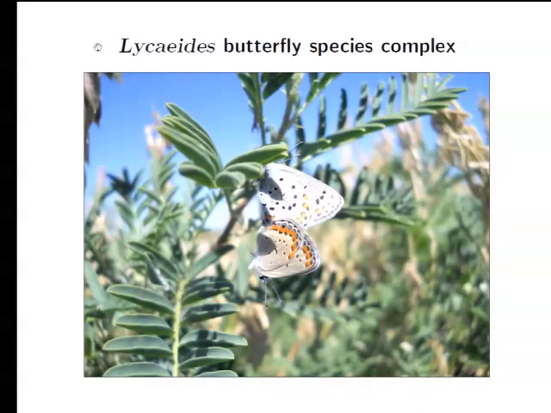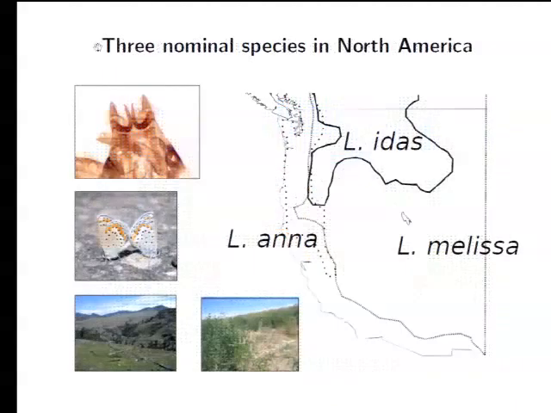To start, a little bit about these butterflies. These are Lycaeides butterflies here. Lycaeides is a whole Arctic genus, but I'm going to talk mainly about Lycaeides in North America. They're specialized on various legumes, primarily things like lupin and astragalus. They exist as a species complex in North America. There are three recognized species: Lycaeides idas, which is found throughout Canada, which I'm not showing here, and down into the Rocky Mountains some. Lycaeides anna, which basically hugs the west coast of North America and gets up into British Columbia. And Lycaeides melissa, which is found throughout the west and farther east. They actually get out here as well.